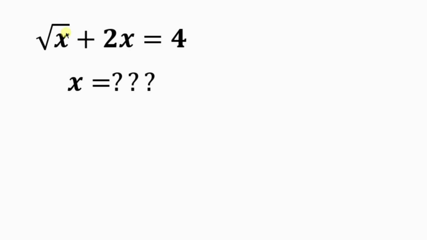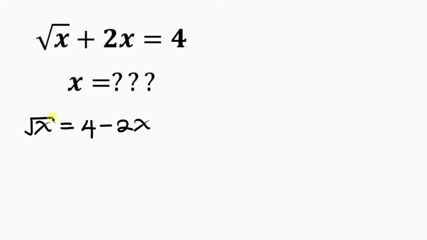We isolate the square root. So we're going to be moving 2x to the right-hand side. So our equation becomes the square root of x equal to 4, and as 2x crosses to the right, it becomes minus 2x.